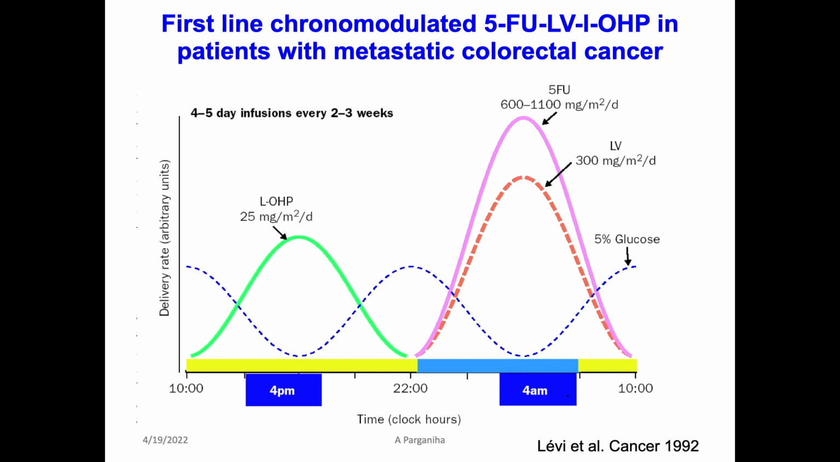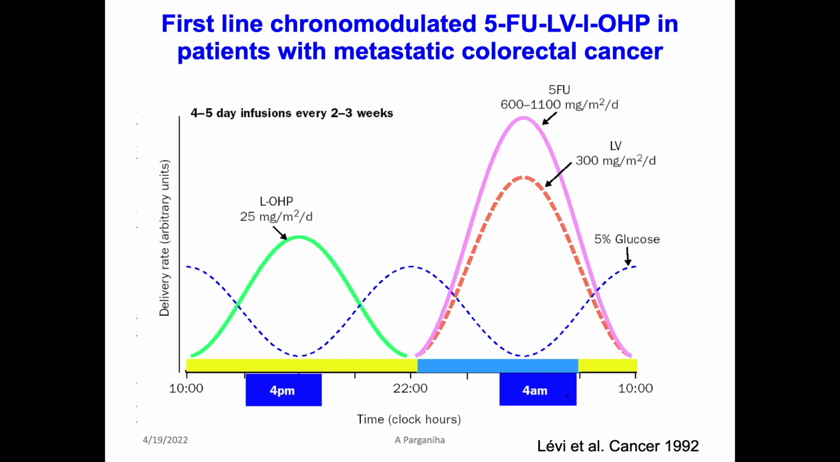So here we can see that the 2 drugs, 5-FU and leucovorin, start delivering in the body at 22 hours, and we can see that the delivery rate is in a rhythmic way, and the maximum delivery of these 2 drugs, 5-FU and leucovorin, is at 4 a.m. in the morning, and thereafter it decreases and it stops delivering to the body at 10 a.m.